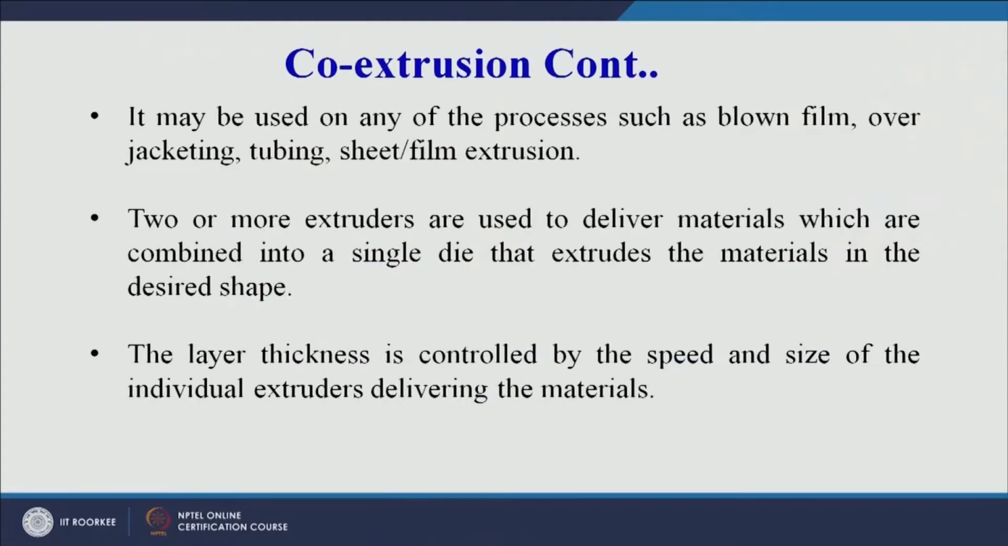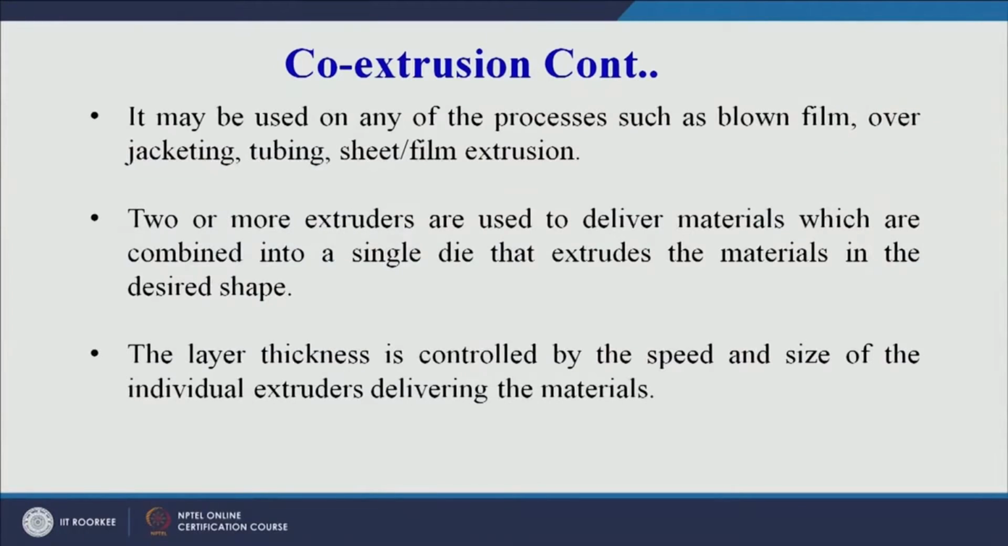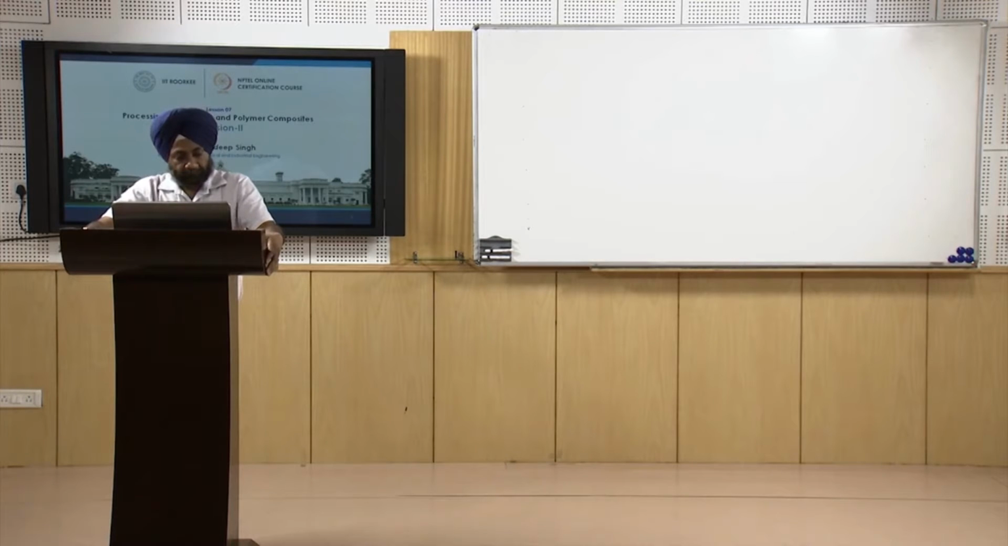Two or more extruders are used to deliver the materials, as we have tried to understand with the help of a diagram. We have seen the diagram, a yellow color adhesive polymer is coming and a blue color polymer is coming, and in the co-extrusion die both are getting combined together. So two or more extruders are used to deliver materials which are combined into a single die that extrudes the material in the desired shape. Two different extruders will extrude the material and then in the co-extrusion die they will combine together and finally they will be pushed out and rolled over the final roller.